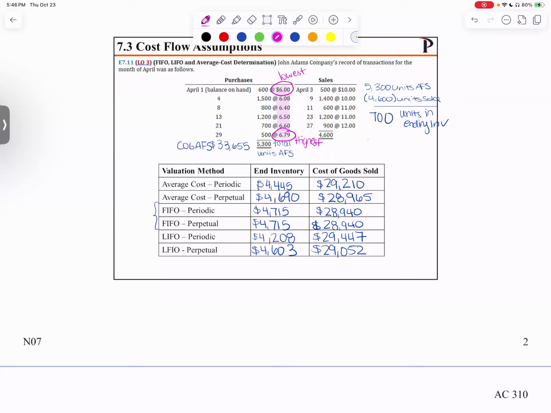So if we look at FIFO, this is first in, first out. So our ending inventory is going to consist of the most expensive goods. So our ending inventory under FIFO is 4,700. And then our cost of goods sold is going to consist of our earliest purchased goods. So those were our cheapest. And so our cost of goods sold is going to be comprised of the least expensive goods.